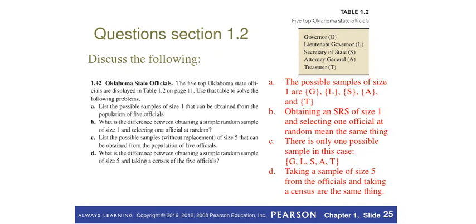And it asks, what is the difference between obtaining a simple random sample of size 5 from this population of 5 and a census of the 5 officials? Well, a census is data that is based on the entire population. And our entire population, G, L, S, A, and T, is exactly the same thing. So in this case, once again, there is no difference between these two things.